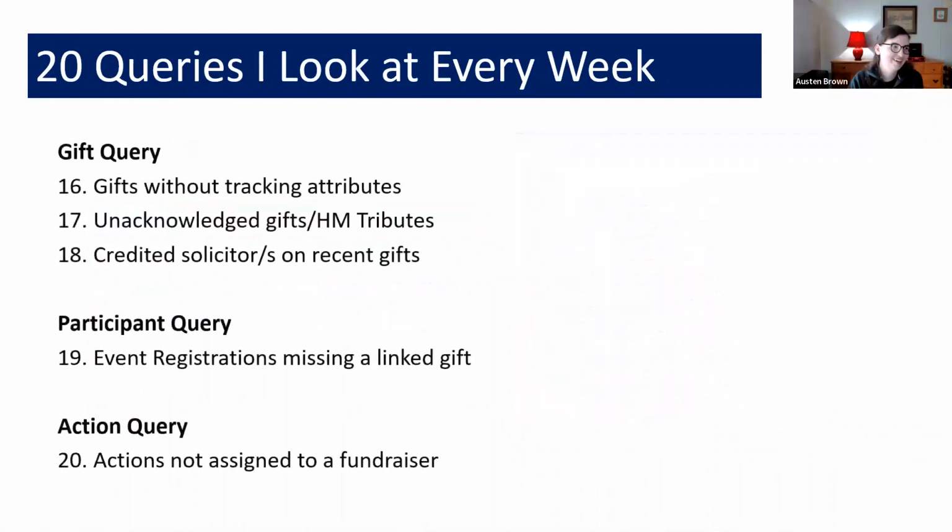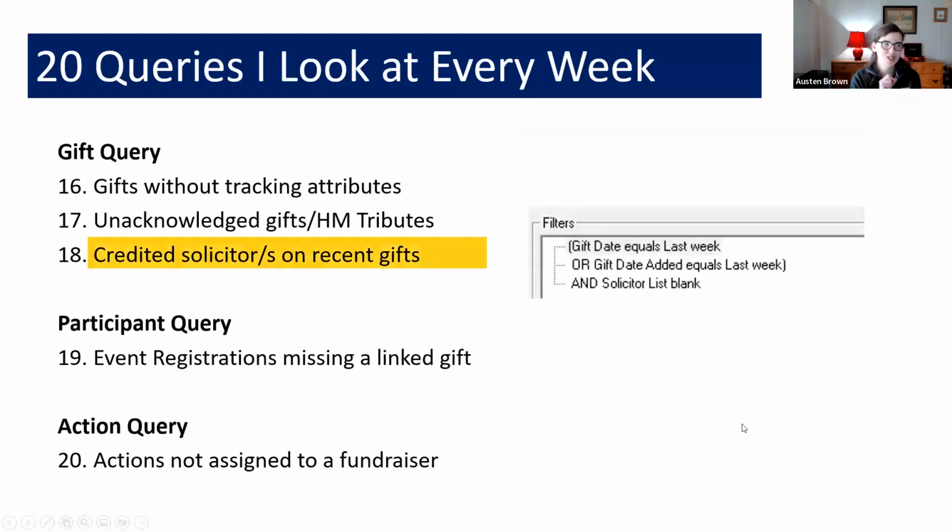Go on. The last one is making sure that solicitors or your fundraisers are credited appropriately on gifts. So this query is looking for gifts from the last week or added in the last week that don't have a solicitor listed on them. And this is more important for your sort of front end fundraisers. They want to get credit for bringing gifts in, and their boss wants to keep track of where they are to goal. So this one query helps support that. I usually start with looking for gifts without a solicitor, and then I move on to double checking gifts that have a solicitor credited.